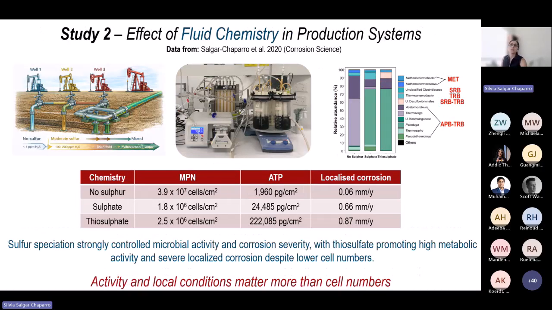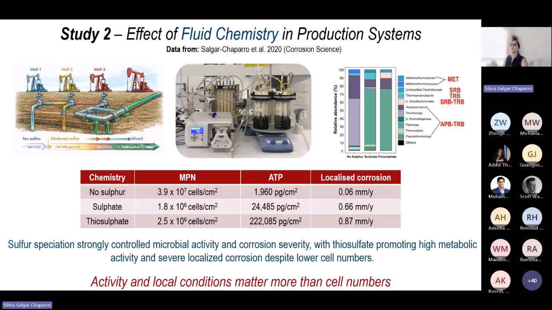In my second example, I was looking at the effect of different fluid chemistries, and this also happens very commonly because the production systems, when they go to the processing facility, receive fluids from different reservoirs or different wells that may have different chemistry. So in my study, I wanted to know what happened again with the microbial communities and the corrosion rates. I have three different conditions in this case.